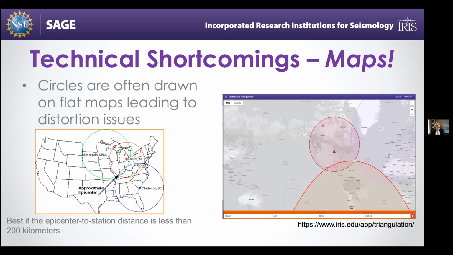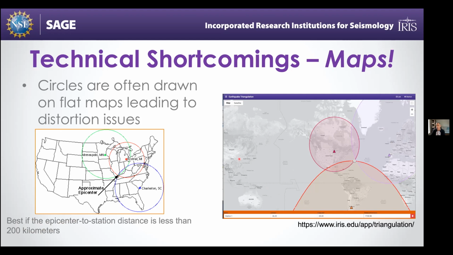A third technical shortcoming of the S minus P lab is that circles are often drawn on flat maps, which leads to issues of distortion, right? So when you look at some of the literature, some of the seismologists recommend that if we are going to do S minus P activities, we really need to be locating earthquakes within 200 kilometers in order to have our circles work reasonably well to actually triangulate a single point.